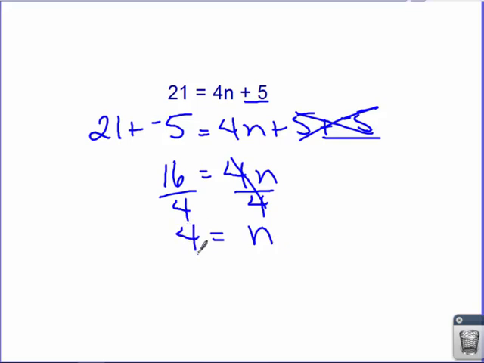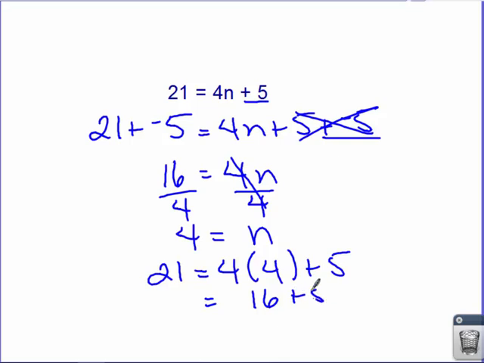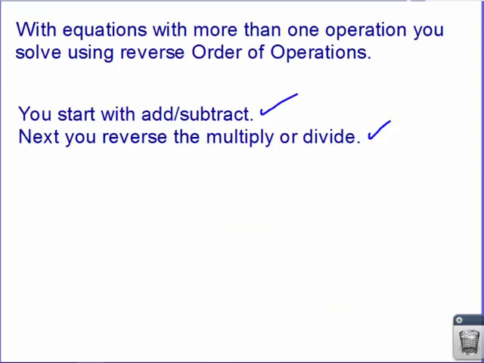Now if we were to plug that back into the original equation, 21 is equal to 4 times 4 plus 5. Well, 4 times 4 gives us 16. 16 plus 5 does give us the 21. So this does work.